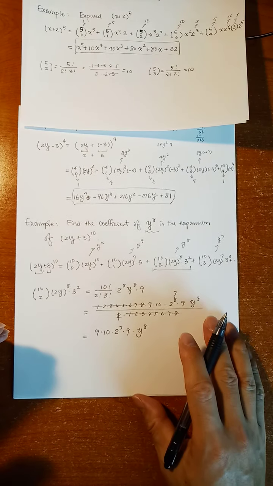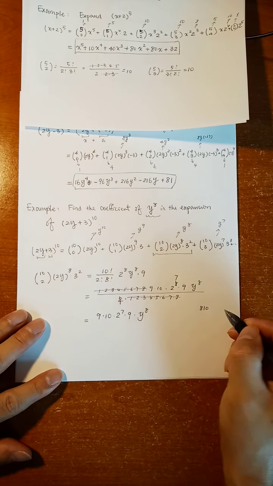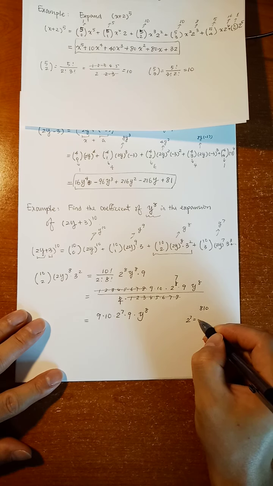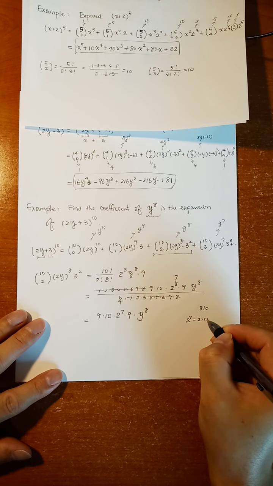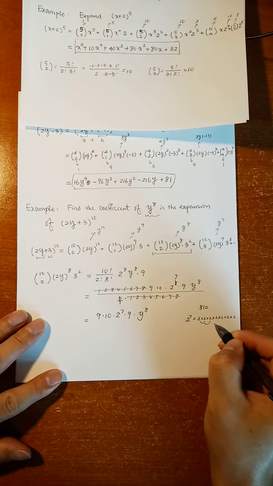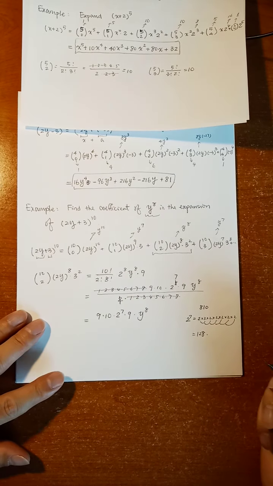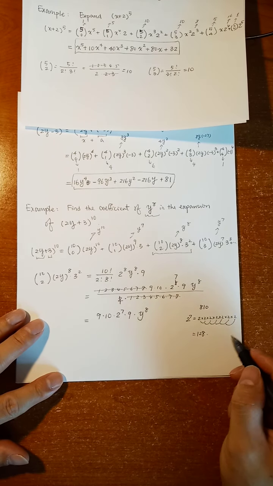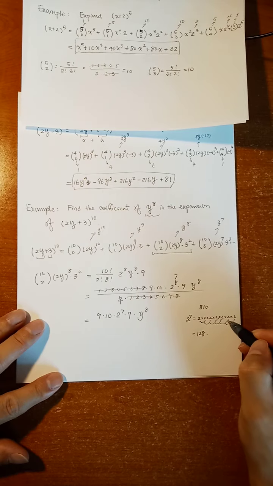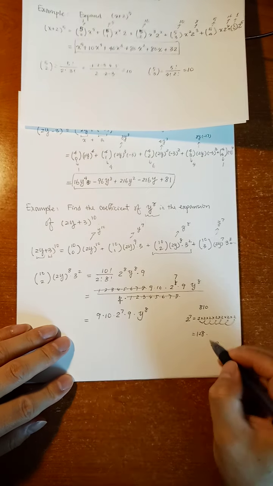So now you really have to compute. 9 times 9 is 81, times 10 is 810. 2 to the 7, what is 2 to the 7? 2 times 2 times 2, 7 times: 4, 8, 16, 32, 64, 128. 2 to the 7 is 128, right? 2 times 2 is 4, times 2 is 8, times 2 is 16, times 2 is 32, times 2 is 64, times 2 is 128. And then 128 times 81.